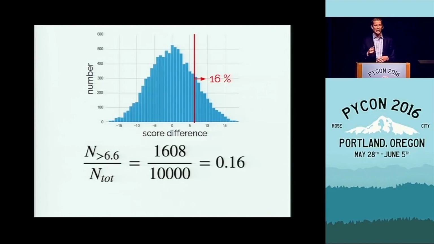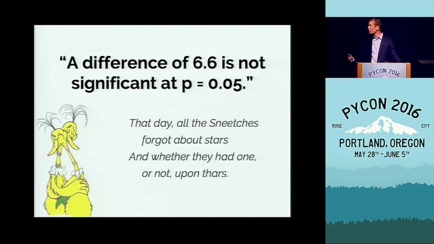So if you're keeping track, this 0.16 is not less than 0.05, right? So in the classical statistical sense of looking for p of 0.05, we're going to say that this is not significant. So you go in and you perform this study, and there's hugs all around. All the sneetchers are reunited with their long-lost brothers and sisters, and you've done your good in the world.